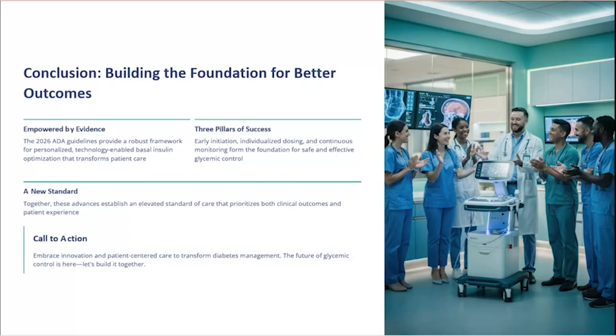So I conclude: building the foundation for better outcomes, empowered by the evidence. We have the 2026 ADA guidelines to provide the robust framework for personalized, technology-enabled basal insulin optimization that transforms patients' care. The three pillars of success are early initiation, individualized dosing, and continuous monitoring, the foundation for safe and effective glycemic control. Together, these advances establish an elevated standard of care that prioritizes both clinical outcomes and patient experience.